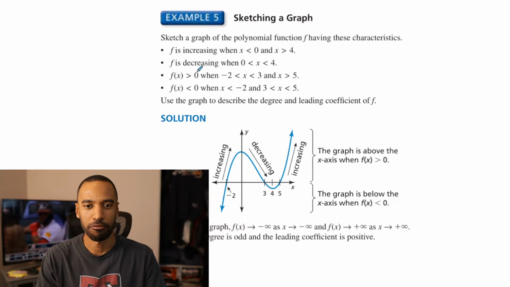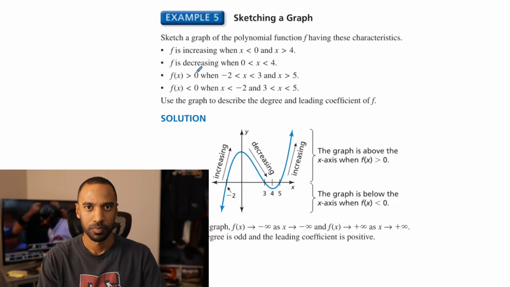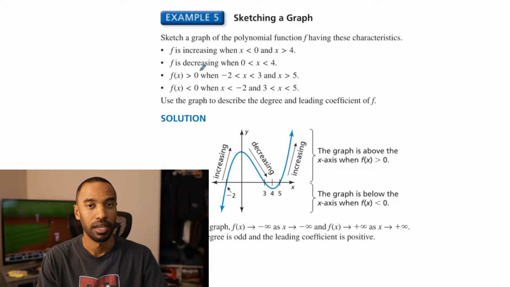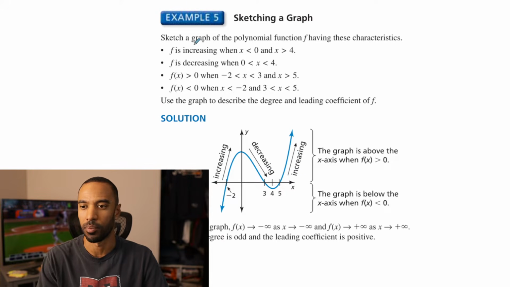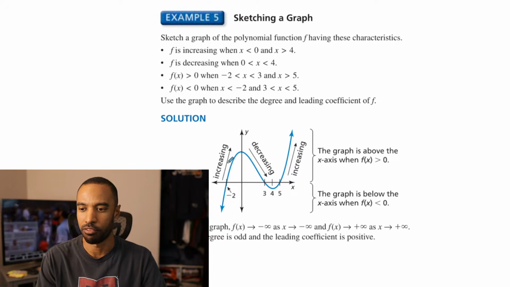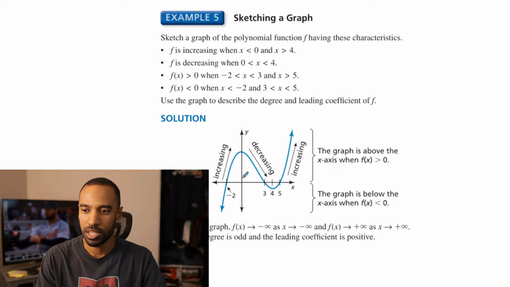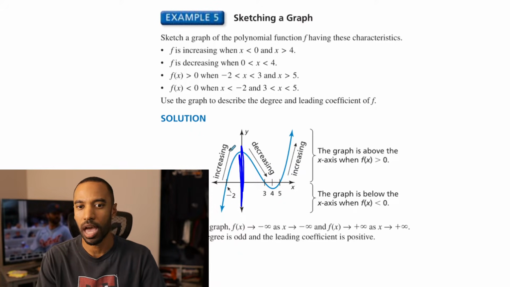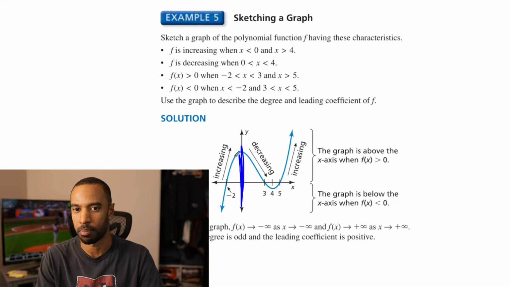All right, sketching a graph possibly in a generic way. Generic way meaning maybe not getting every bit of information, but a lot of it. And we're going to talk about increases and decreases and stuff like that. That's going to be a huge part of what we do. Sketch a graph of the polynomial function f having these characteristics. The function is increasing when x is less than 0 and greater than 4. So here's x equals 0. So less than 0, we're seeing the increase. That means to the left of 0, all the way up until 0, we see an increase. So it's going up that entire time.